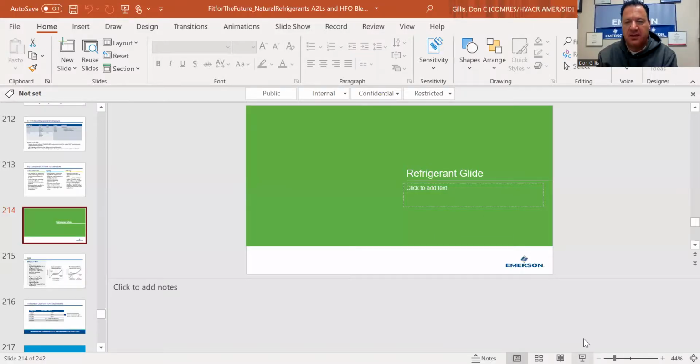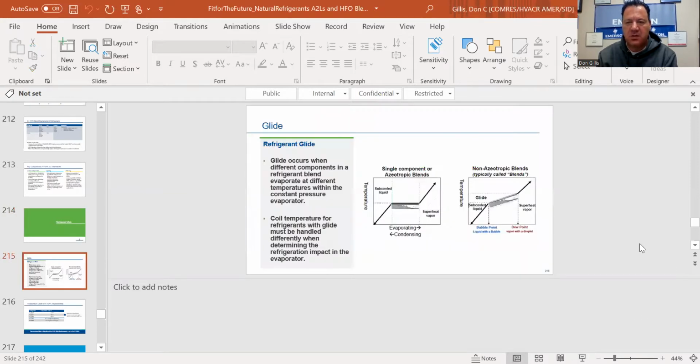Go to your PT charts if you have one, look at 68, anywhere from 68 to 74 PSIG, and notice the difference between the bubble and the dew point. I'll talk a little bit more about that and see what that looks like, okay? Let's see if I can pull this up. Okay, got glide here.